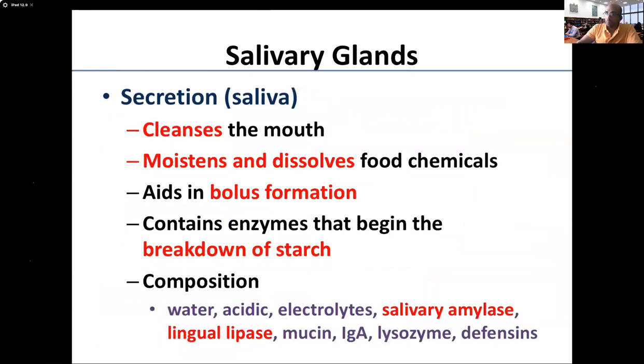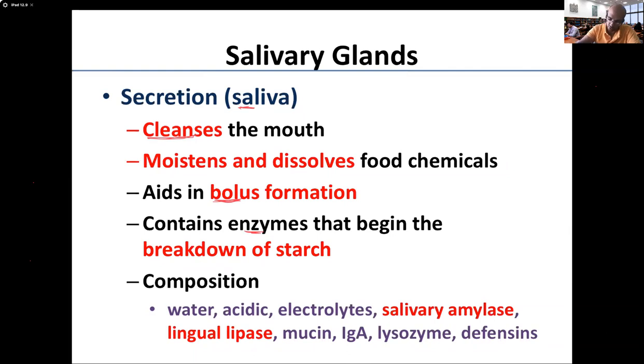Salivary glands are going to be responsible for the release of the saliva that will be cleansing the oral cavity. It's also going to be moistening and dissolving the food chemicals. It aids in the formation of the bolus. And remember, the bolus is the mixture of the food with the saliva. It's going to be containing enzymes that will help in the breakdown of the starch.